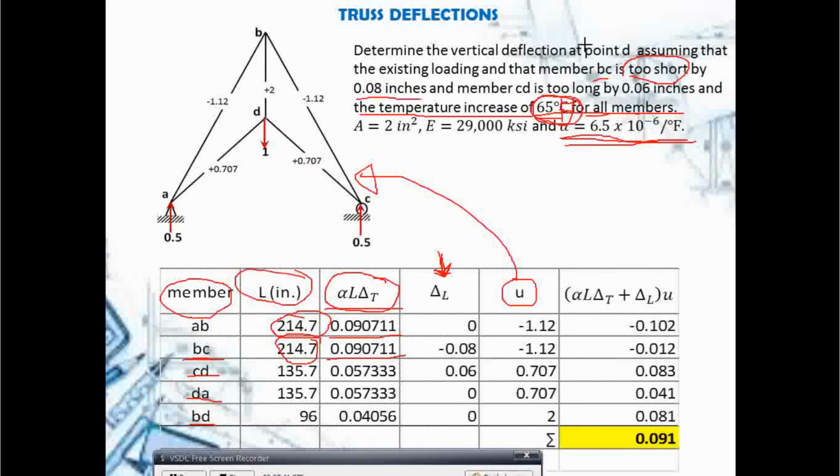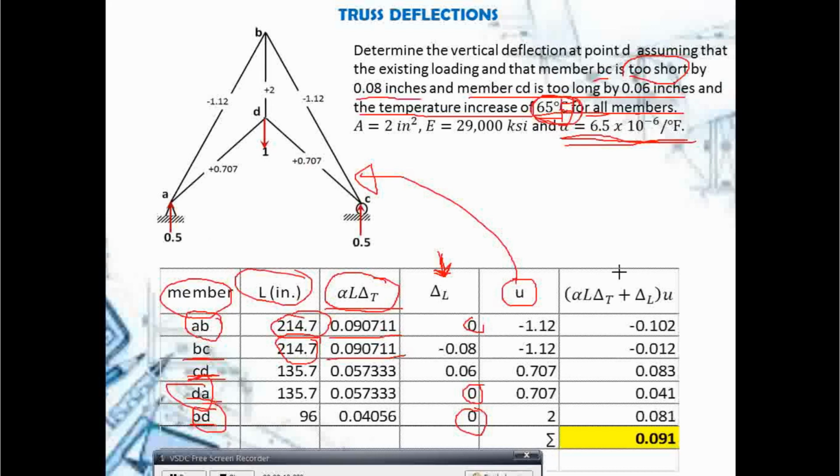And member CD is too long by 0.06. CD, too long, masyado siyang mahaba. So, positive 0.06. And since wala nang ibang naka-indicate doon sa problem na members, I can say that AB, DA, and BD is 0 in terms of fabrication error. Okay? Then again, these values for you, nakuha ko siya using the method of joints.